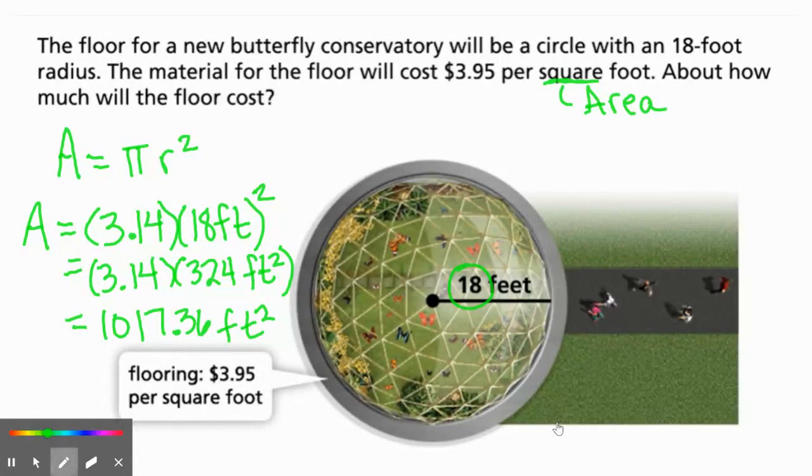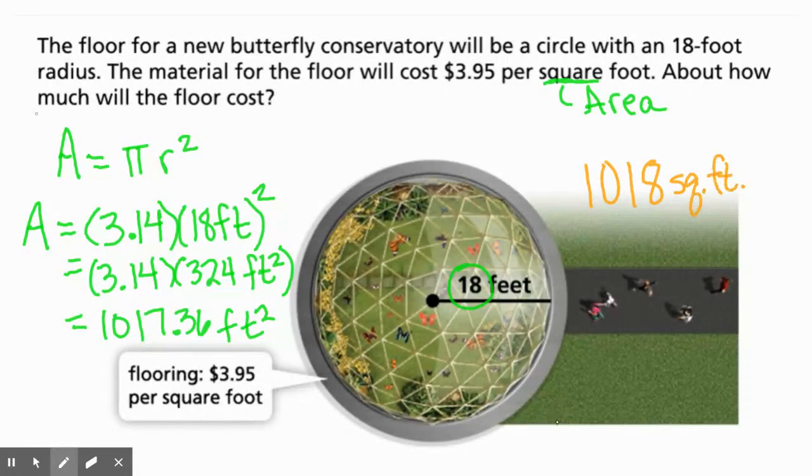Okay, so I do want to get 1,018 square feet of flooring, but it's asking me how much will the floor cost. So we're not done with this problem yet.